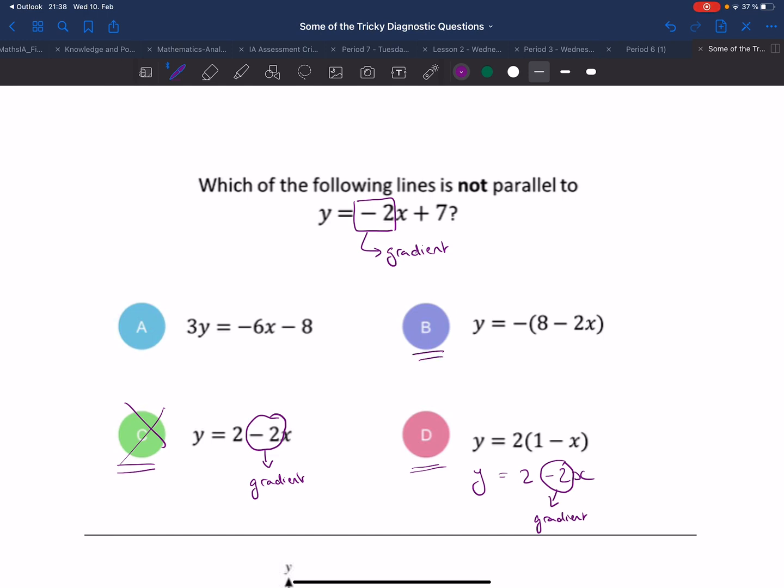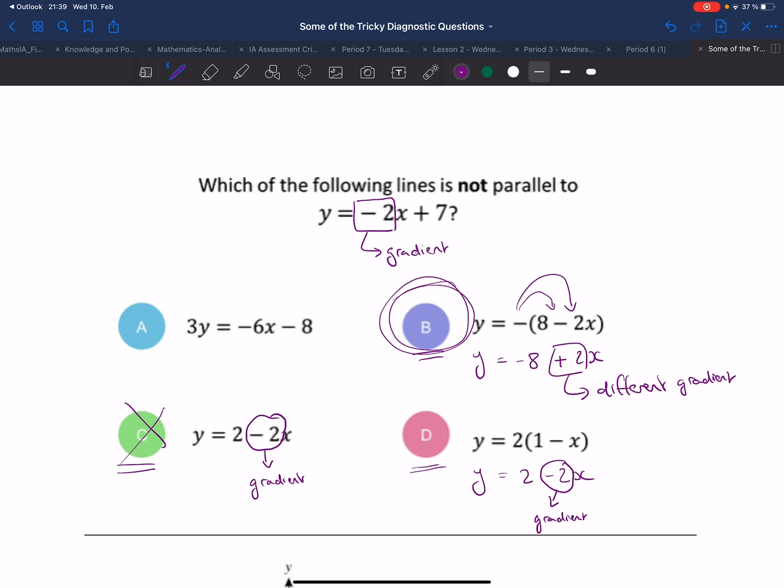If I check B, then I need to multiply that negative into this equation. So I'll have y equals -8, and then a negative times a negative is a positive. So that's plus 2x. So that's my equation that's not parallel to that line, because that +2 isn't the same as -2. So it has a different gradient, which means it's not parallel to that line. So B is my answer.